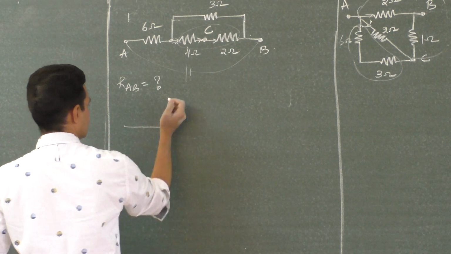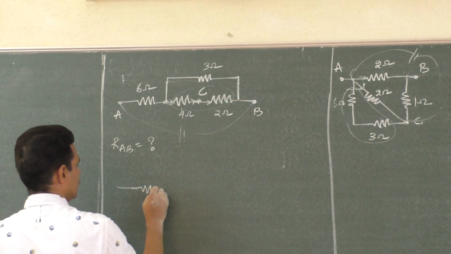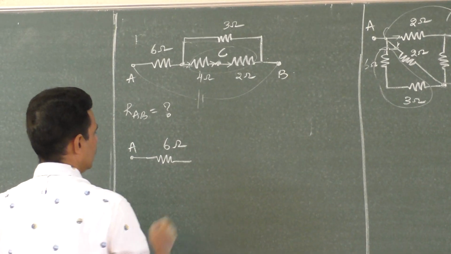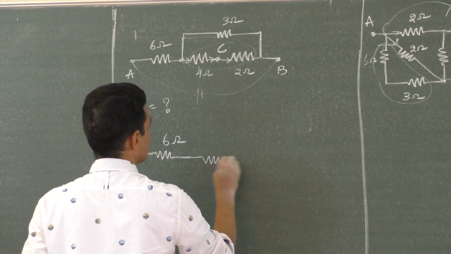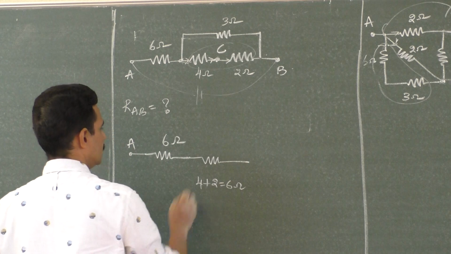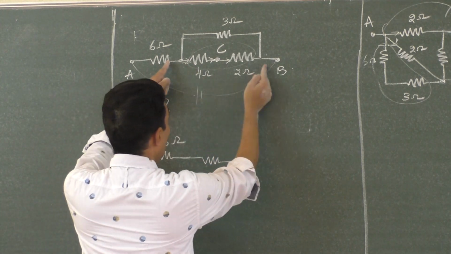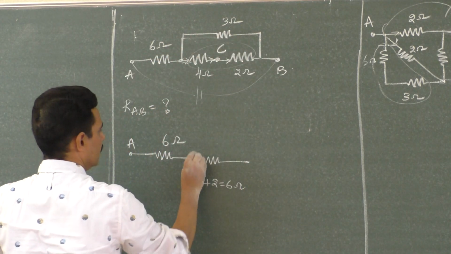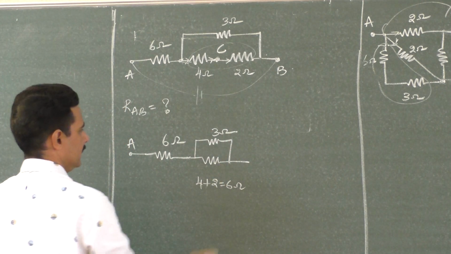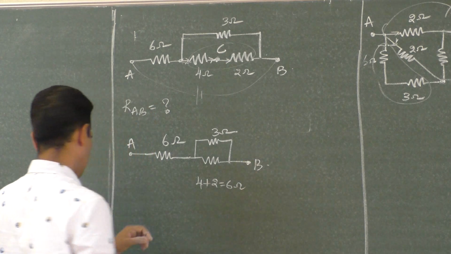So shall I write the equivalent circuit? Then this is 6 ohm, this is A, and here is 4 ohm plus 2 ohm, that is equal to 6 ohm, R1 plus R2. Then for the whole 6 ohm, this is 3 ohm in parallel, okay, and this is B.